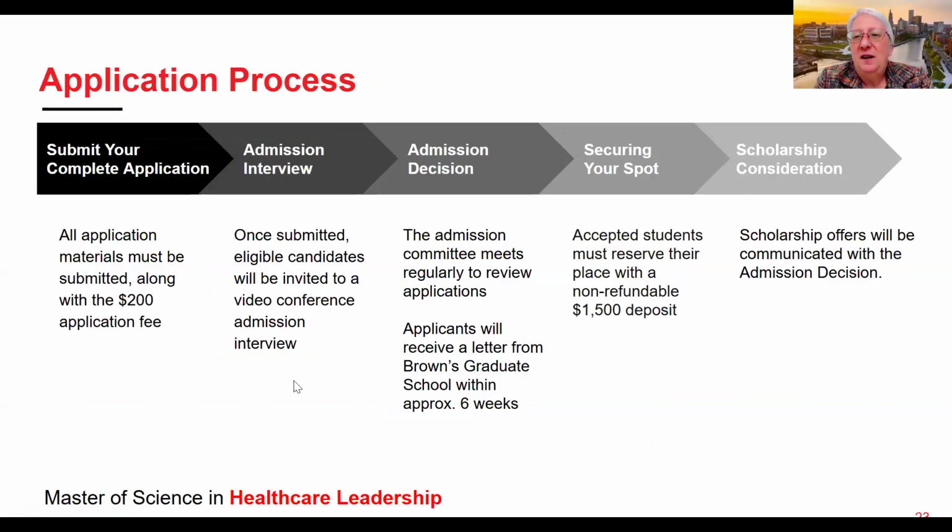Applicants receive their admission decision within 6 weeks. It's usually much quicker than that, 1 to 2 weeks. In order to secure your spot in the cohort, there is a $1,500 non-refundable deposit that you need to put down, but those dollars are put towards your tuition. So it's not like that money disappears. And then any scholarship consideration or merit-based scholarships that we're able to offer you are communicated along at the same time as the admission decision.